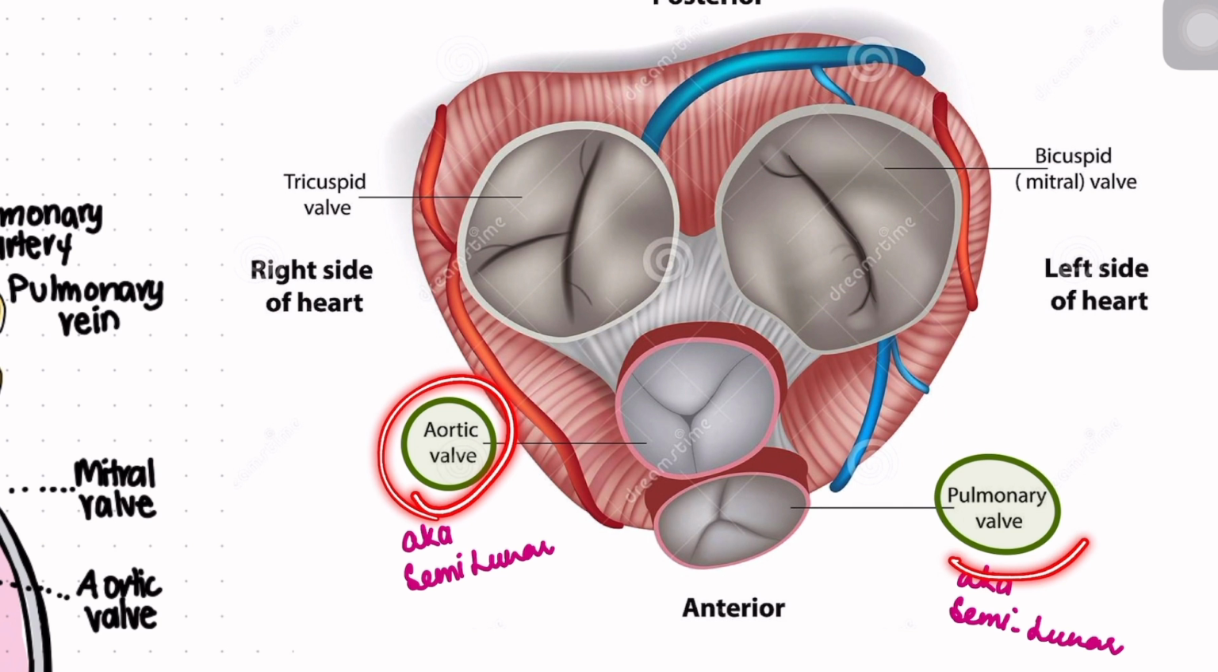The aortic valve and the pulmonary valve are also known as semilunar valves because if you look at them, they look like they have formed half a moon. So that's why they're called semilunar valves.